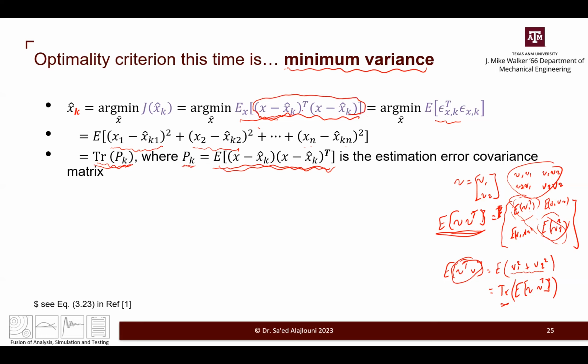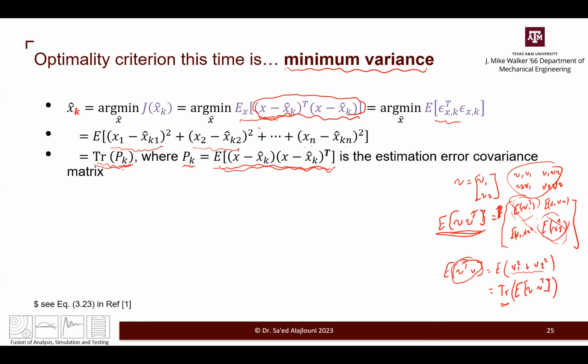Here, this is a scalar. This is some vector. Let's call x minus x hat just for now, V. So this is V transpose V, which should be a scalar, which is what we want from our cost function. But then this is the same as the trace of that big matrix. That's the only thing I'm saying here.